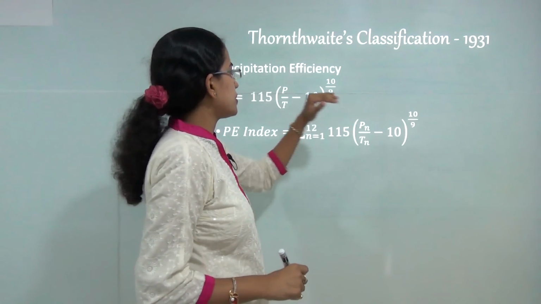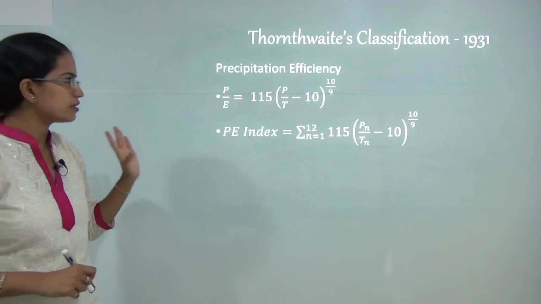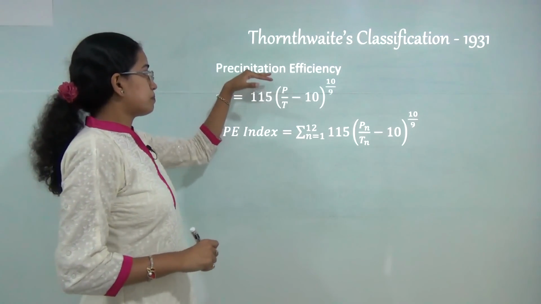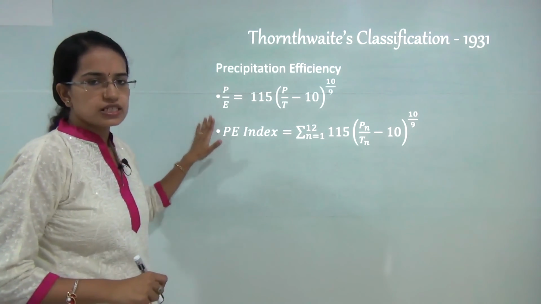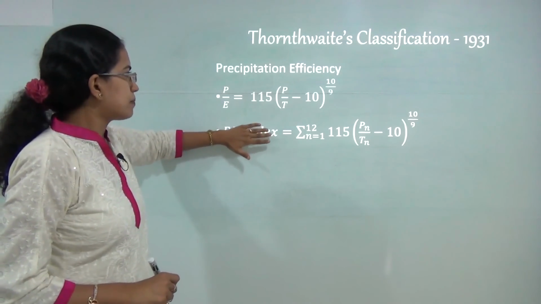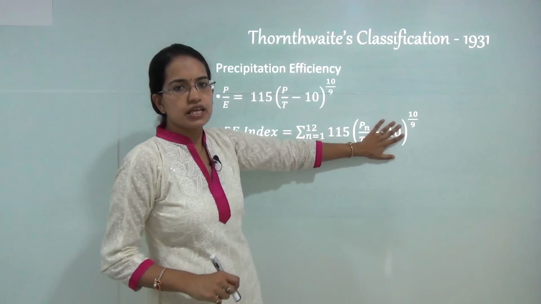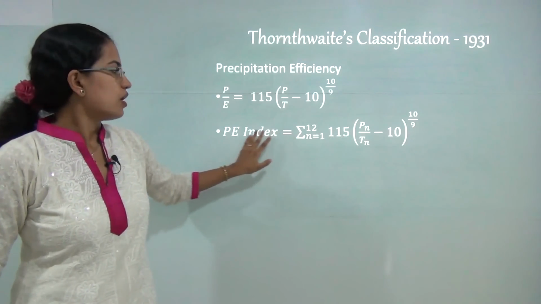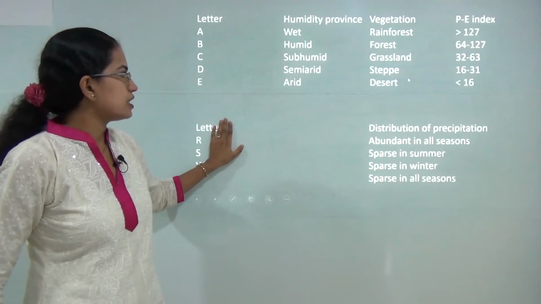Under the first theory, he gave two terminologies, that is precipitation effectiveness and thermal efficiency. Precipitation efficiency was given as a ratio of precipitation to evaporation and was given by this formula, and then he gave a precipitation efficiency index, which was a summation of PE values monthly, accumulated over the year, and that was the PE index.